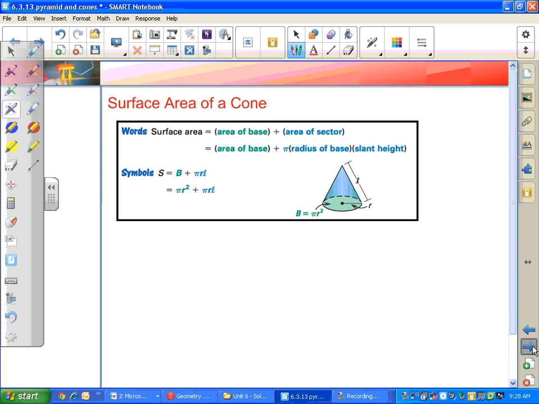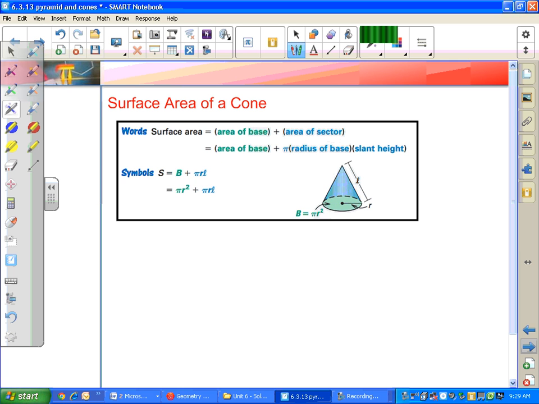So let's talk about the surface area formula for a cone. All right, so we still have to find the area of the base. That's going to be the area of this little circle in here. But then we have to add to that the area of the sector that makes up the surface of this cone.